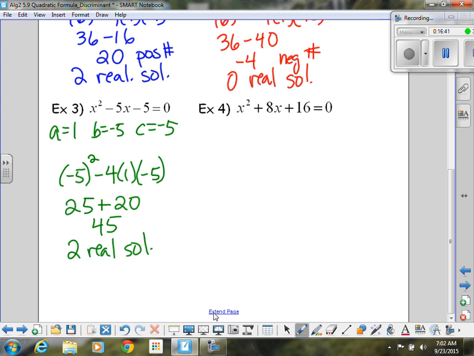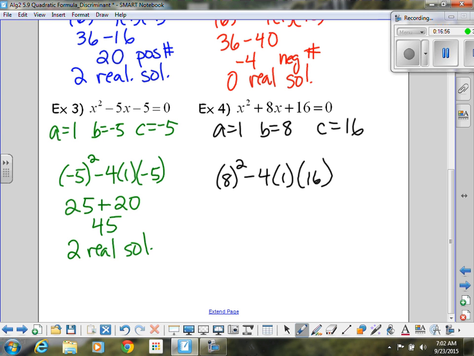And then in example 4, a equals 1, b equals 8, c equals 16. So I'm going to do 8 squared minus 4 times 1 times 16. So this is going to give me 64 minus 64, which is 0. And if I get 0, that means 1 real solution.